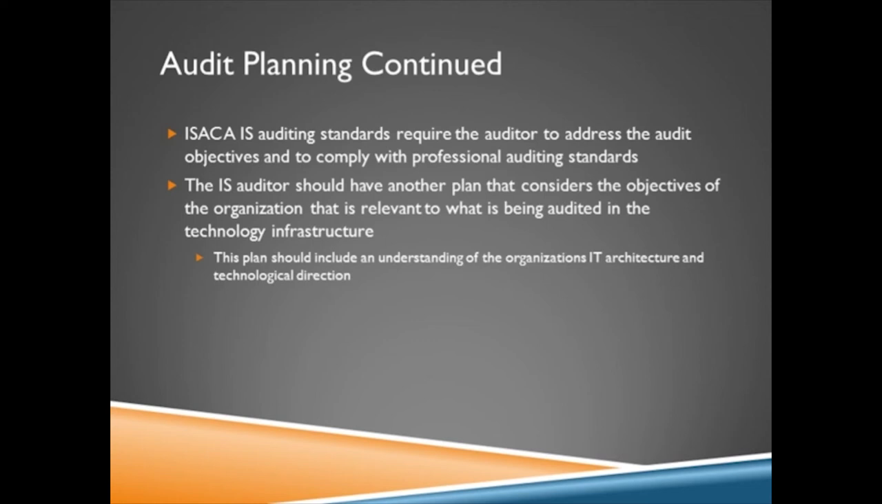Now, the auditor should have a plan that considers the objectives of the organization and how those are relevant to what's being audited in the technology infrastructure. That plan should include an understanding of the organization's IT architecture and the technological direction they're going to go. Again, looking at the future, what ideas do they have as far as where they see their business in a year, in a couple of years, and which direction are they going? That's part of the information gathering. We use that information as a foundation for the actual audit planning.